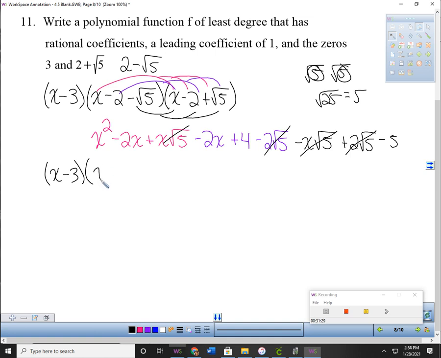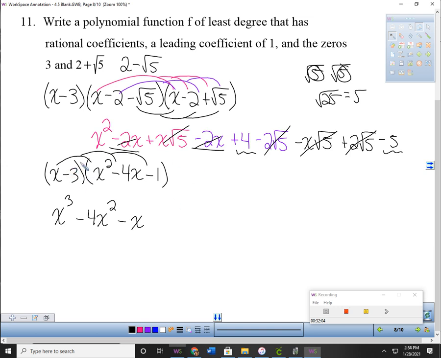So I've got the x squared. Nothing will go with that. I always end up with 2 of whatever this is. So see, I have a negative 2x and another negative 2x. That makes negative 4x. And then I put together the 4 and the negative 5, which makes negative 1. Now I've eliminated all the roots, and I'm just going to multiply again. So x times x squared is x cubed. x times negative 4x is negative 4x squared. x times negative 1 is negative x.